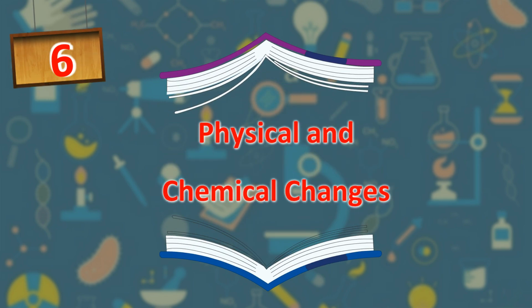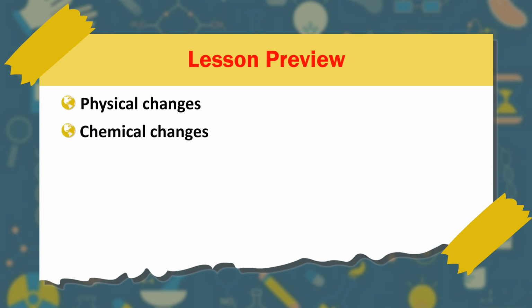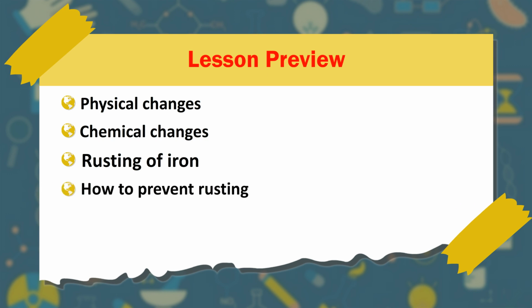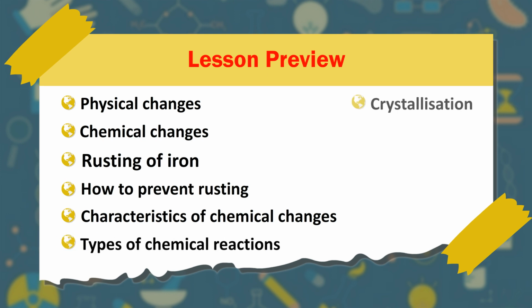Chapter 6: Physical and Chemical Changes. Lesson Preview. Physical changes. Chemical changes. Rusting of iron. How to prevent rusting. Characteristics of chemical changes. Types of chemical reactions.